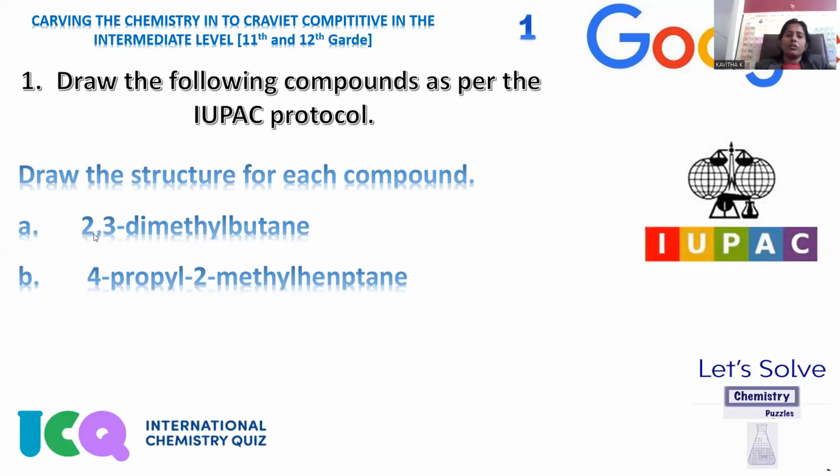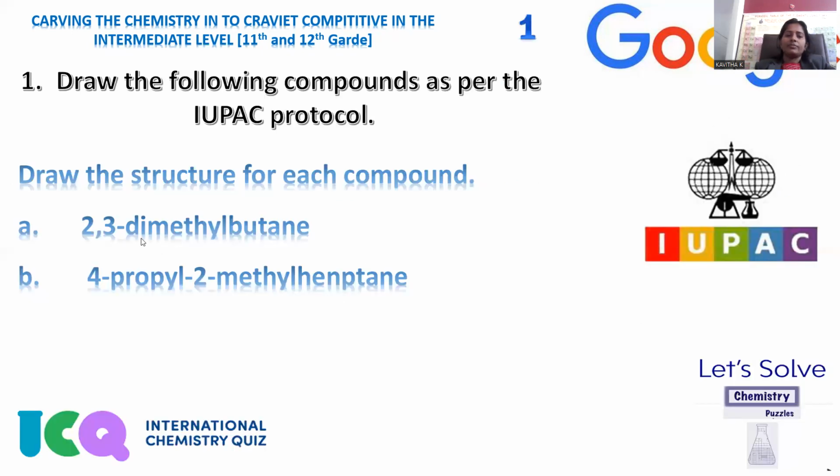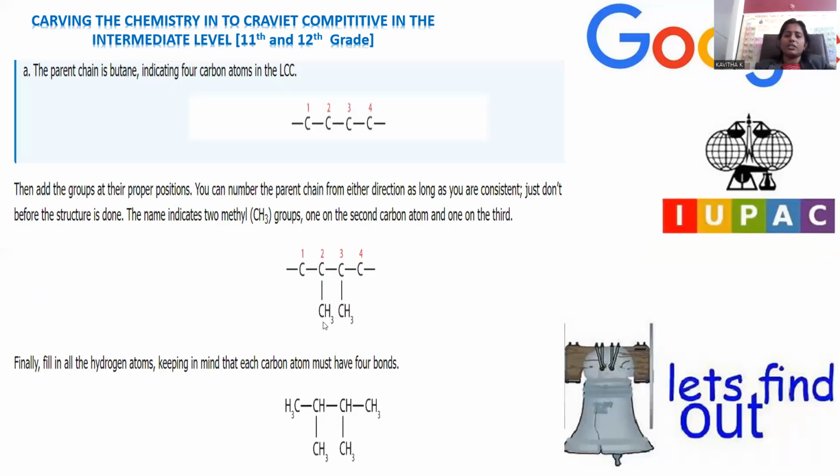In order to draw this 2,3-dimethylbutane, first of all, we have to go with the skeletal structure. This is called the parent chain, where you can find 'but'. But stands for a 4 carbon length chain. So first of all, we have to draw 4 carbons in a straight line. Later on, they mentioned methyl on the second and third position. Just put the second and third methyl over here.